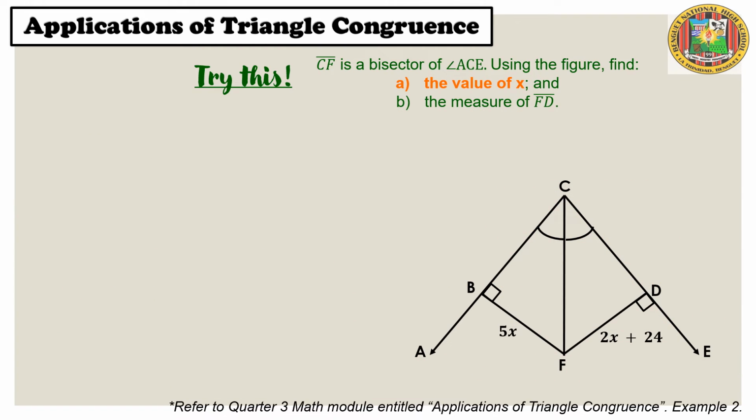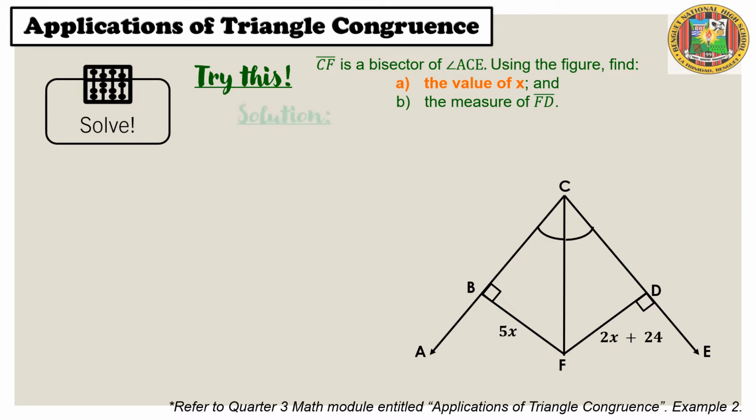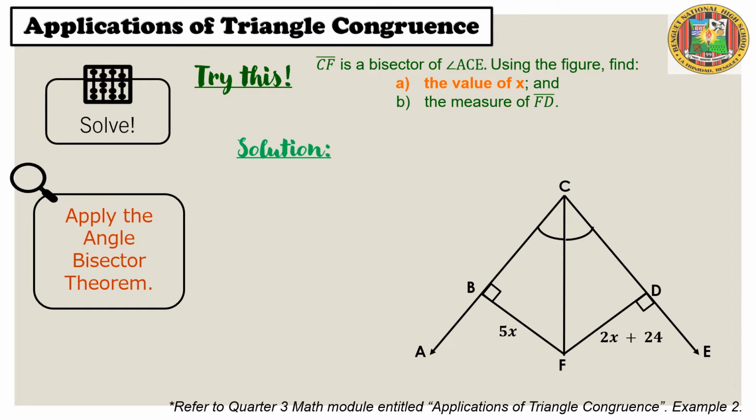Now let us solve for the value of x. We apply the angle bisector theorem in our solution for x. Recall that we have proven that side FB is congruent to side FD. Therefore, we equate their measures, which are 5x equal to 2x plus 24.